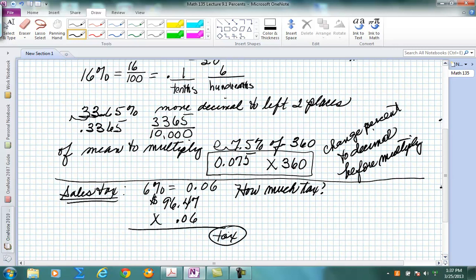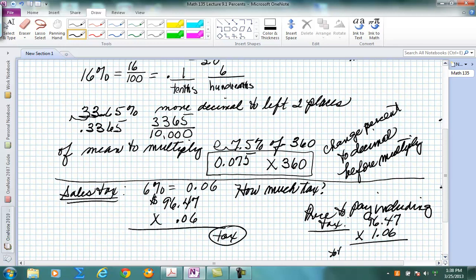If I want to know the price to pay including tax, I add the tax onto the price of the dress, of course, but one way we can do that without having to do that addition is to take the price of the dress times 1.06, and what I get is the total cost. So I don't have to add back on the tax if I multiply it by 1.06. It gives me the price of the dress plus the tax, or the total cost.